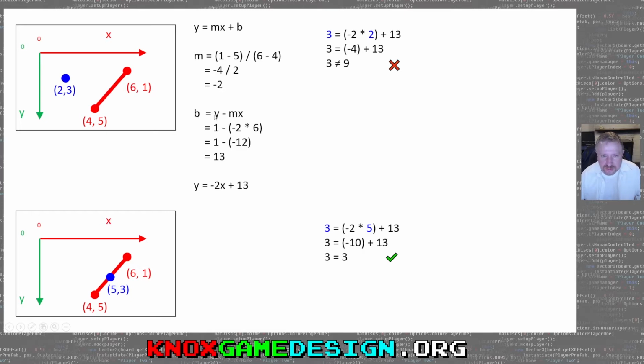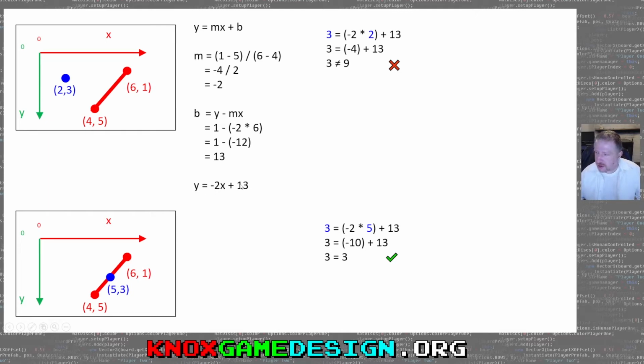Then to get b, we do y equals mx plus b. So we're going to take that 6, 1 point. We're going to do 1 minus the slope, the m value, negative 2 times 6, which is the x value. And we do the calculation, and that turns out to be 13. So the form of this line is y equals negative 2x plus 13.